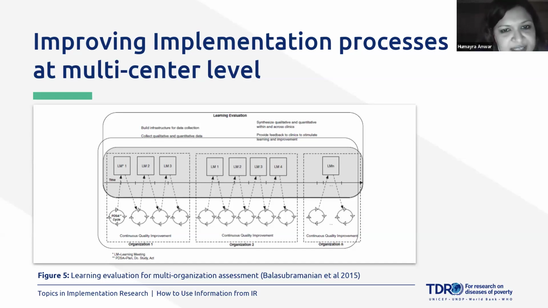So does anyone have any question regarding this picture? Is there anyone who couldn't understand this picture? This is one organization and this is another, and this is the nth organization. So in each organization, they are running multiple PDSS cycles until they reach their expected quality improvement. Anybody has a question? Nobody has a question? No, there is no question. You can move on.